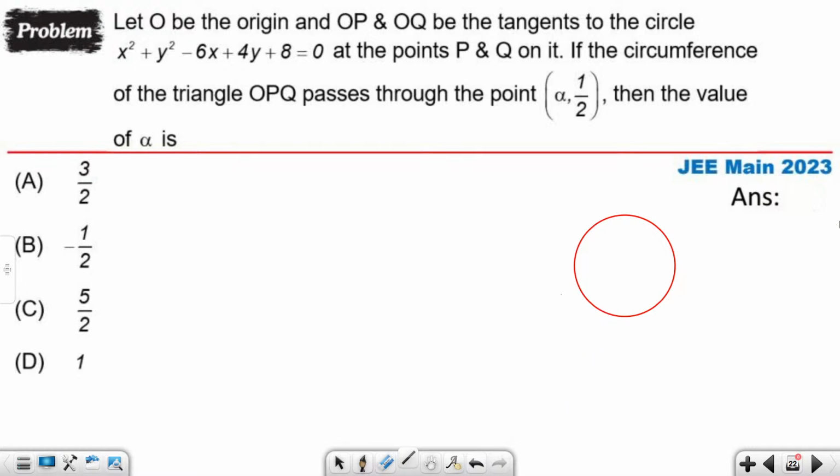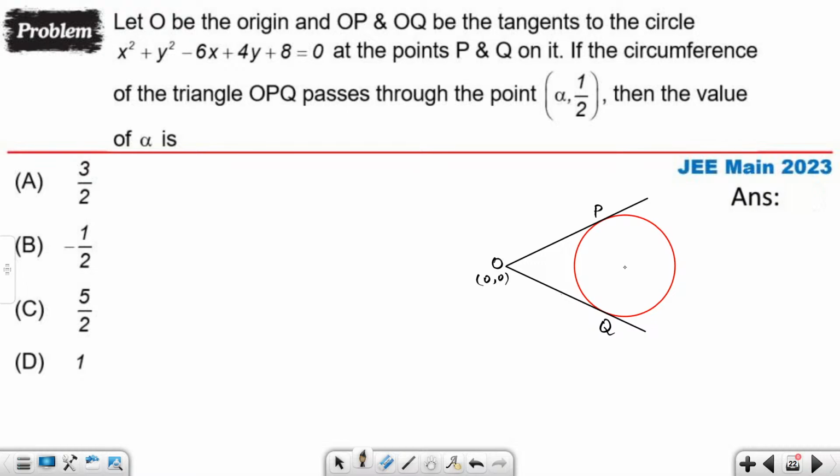And there are two lines, OA and OB. This is your O. This is your A. This is your P and this is your Q. These are the two tangents you have drawn from the origin. This is my origin 0, 0.